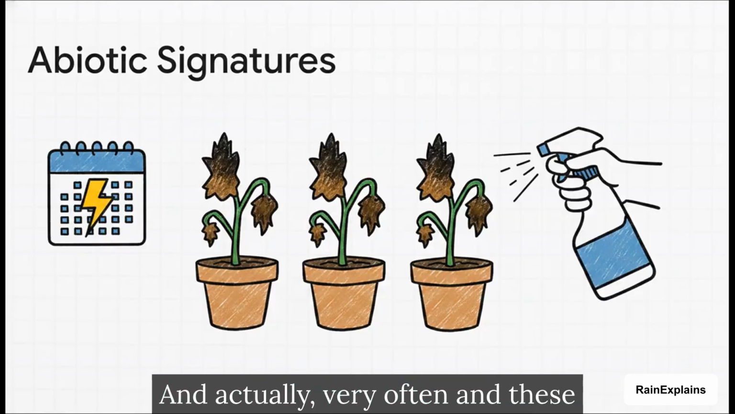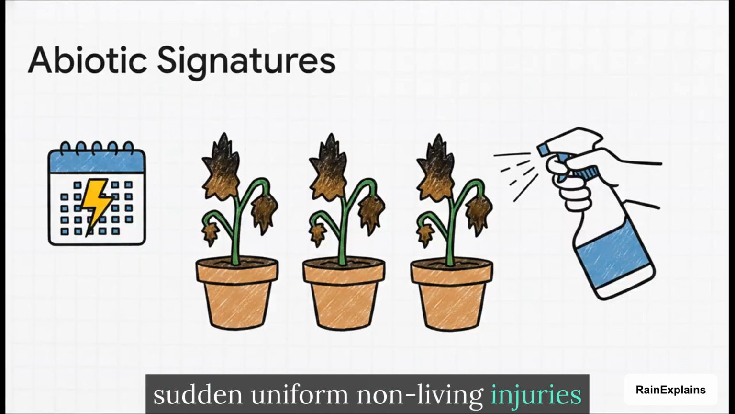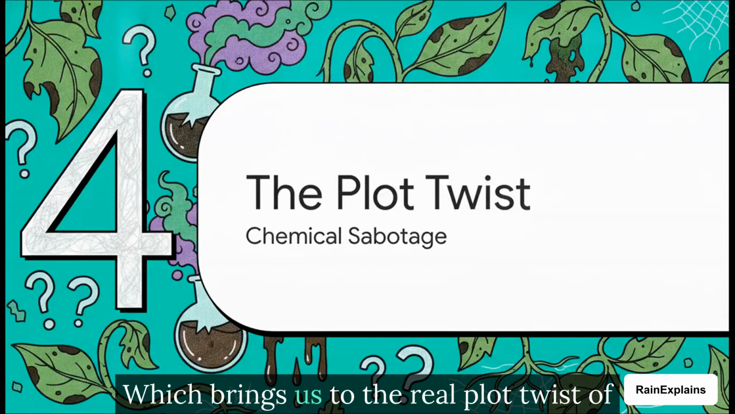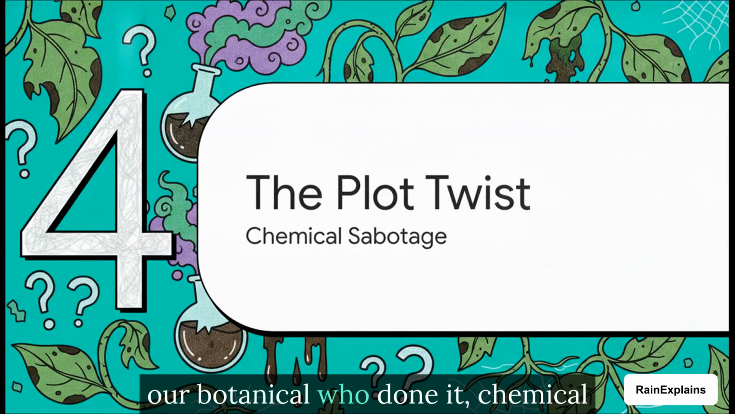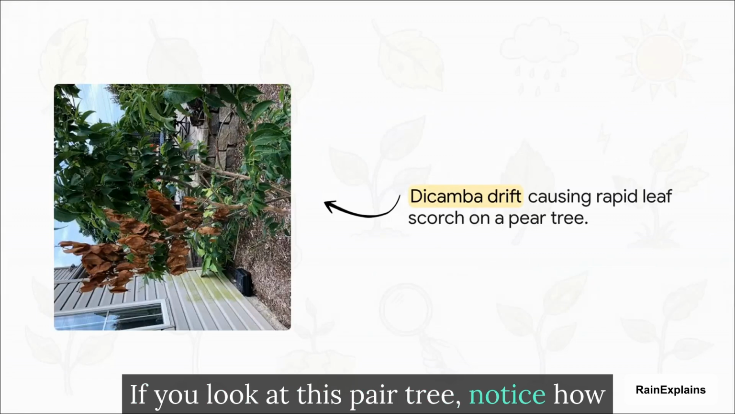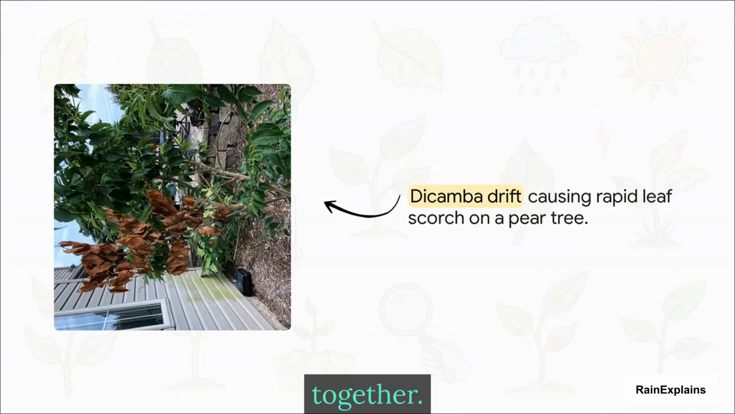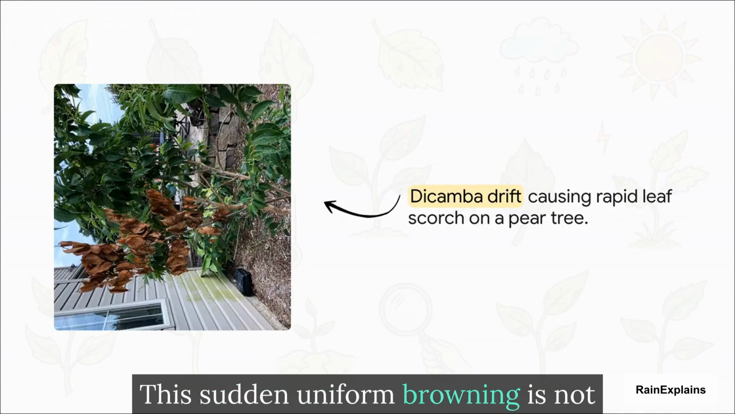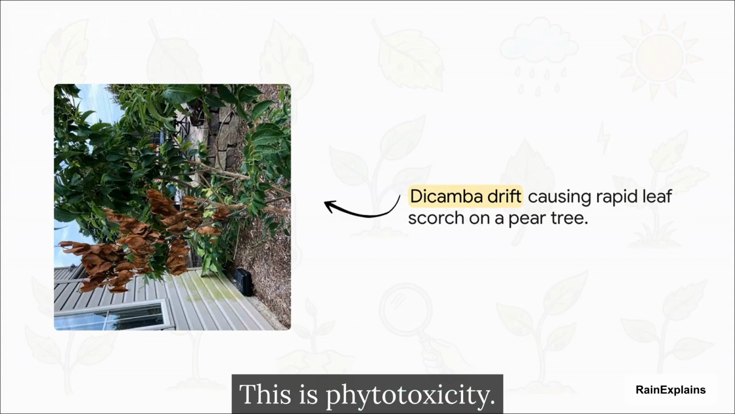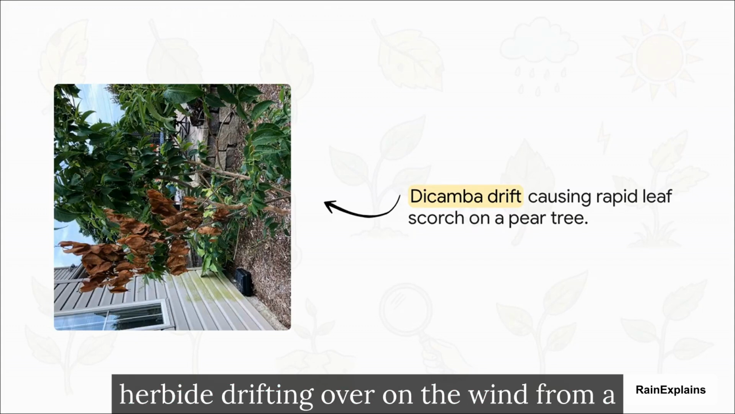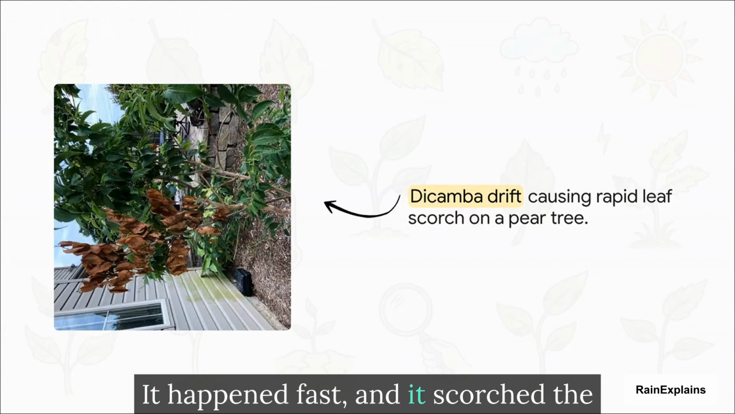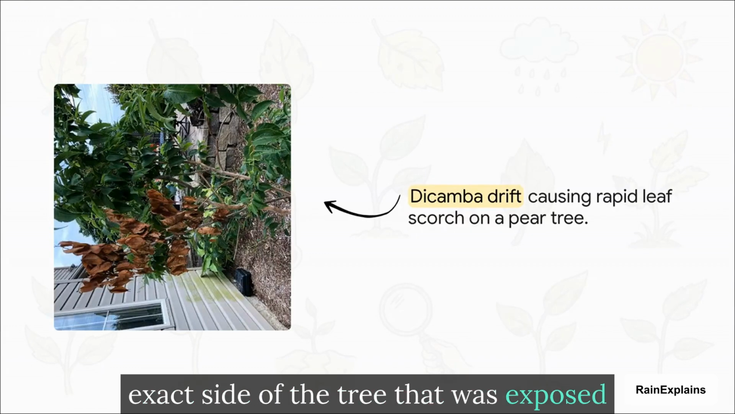And actually, very often these sudden, uniform, non-living injuries aren't acts of nature at all. They're human-caused chemical accidents. Which brings us to the real plot twist of our botanical whodunit: chemical sabotage. If you look at this pear tree, notice how the dead, brown leaves are clustered together. This sudden, uniform browning is not some relentless spreading disease. This is phytotoxicity. Specifically, it was caused by dicamba herbicide drifting over on the wind from a nearby application. It happened fast, and it scorched the exact side of the tree that was exposed to the drift.